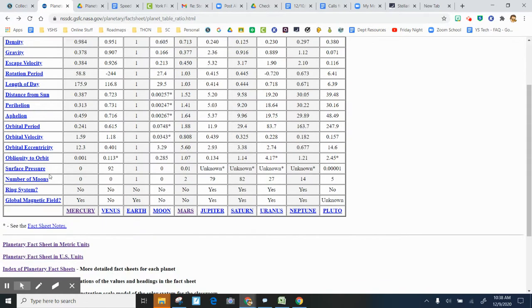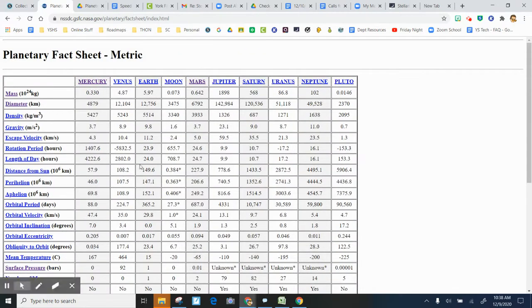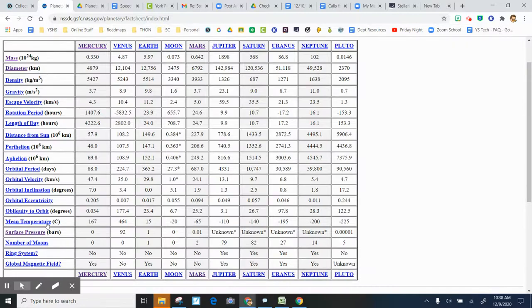If we scroll to the bottom here, we can change these to simply metric units. So if you do want to know what the mass of the Earth is in kilograms, that would give it to you. You might want to know the distance in kilometers. Some of these won't change, like rotational period or length of day, which would be in hours. But for instance, mean temperature will be in degrees Celsius.